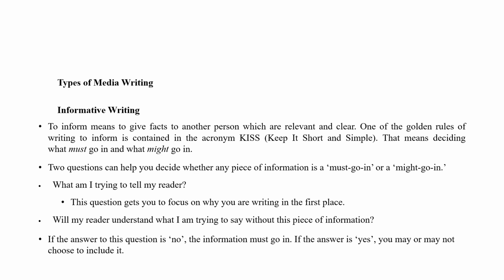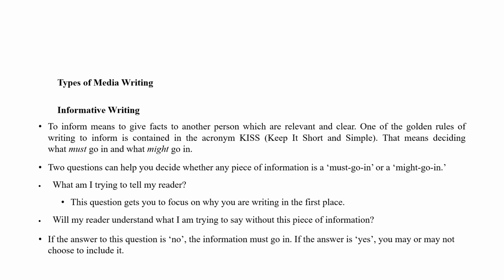Types of media writing. Informative writing. To inform means to give facts to another person which are relevant and clear. One of the golden rules of writing to inform is contained in the acronym KISS, which is keep it short and simple. That means deciding what must go in and what might go in.